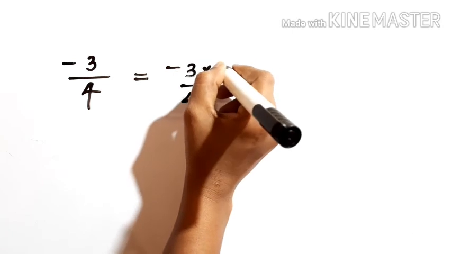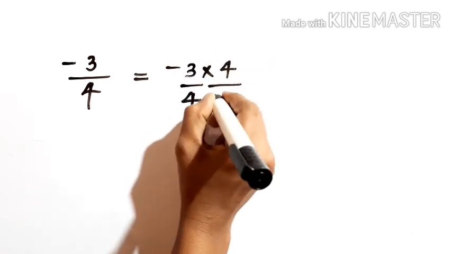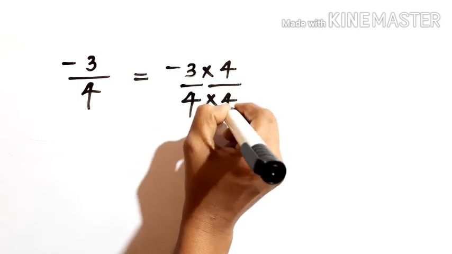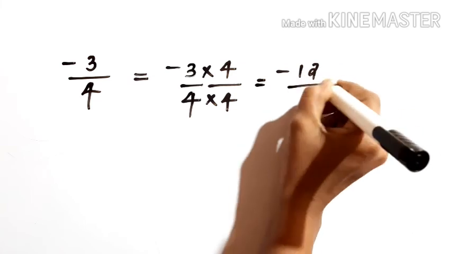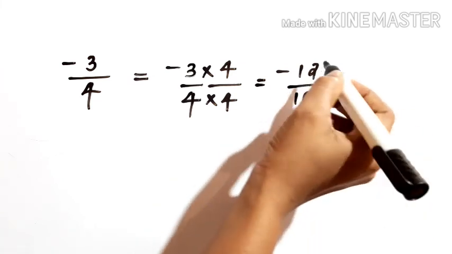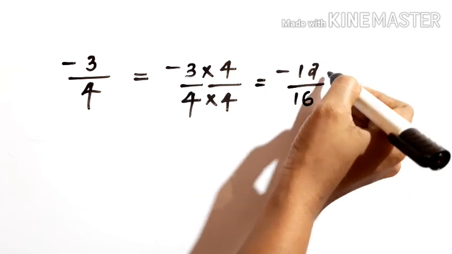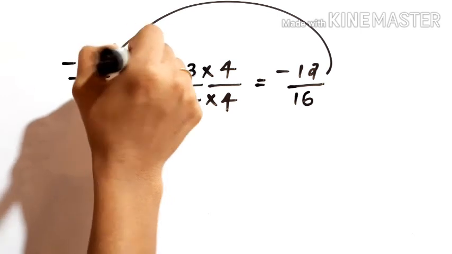I am going to have here one positive integer, 4, on the denominator also into 4 equals minus 12 divided by 16. Here minus 12 divided by 16 equivalent to minus 3 by 4.